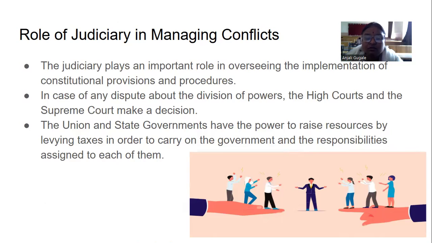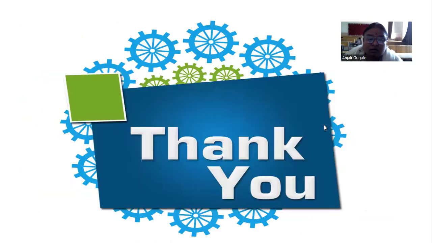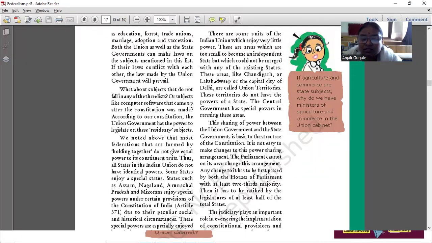Whether it is related to raising resources or levying taxes, as per the constitution, the sources of revenue are clearly defined. Now, the solution to this particular question: agriculture and commerce, though they are state subjects, the union cabinet, the central government, has ministers for agriculture and commerce in order to manage the affairs effectively. So this is the reason.